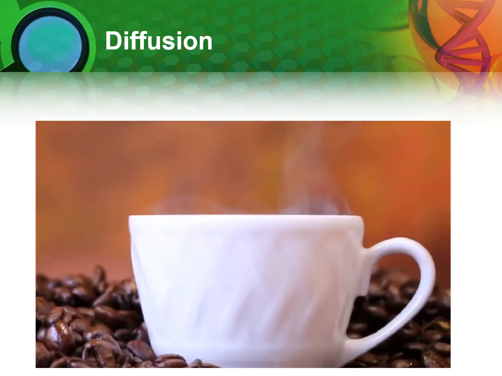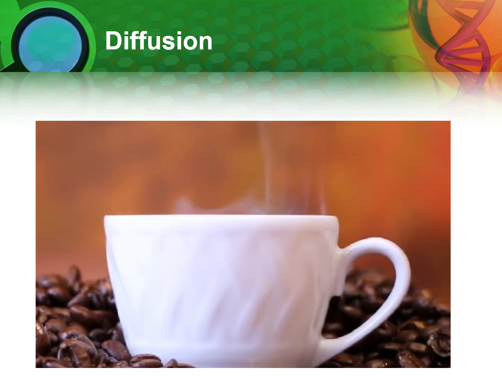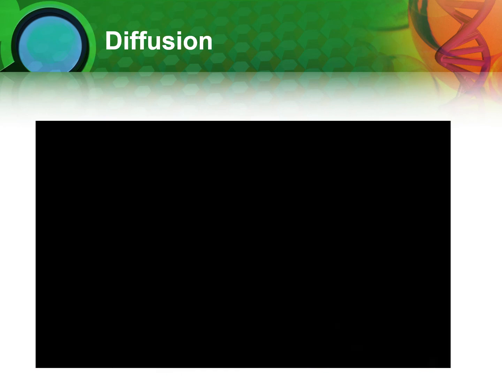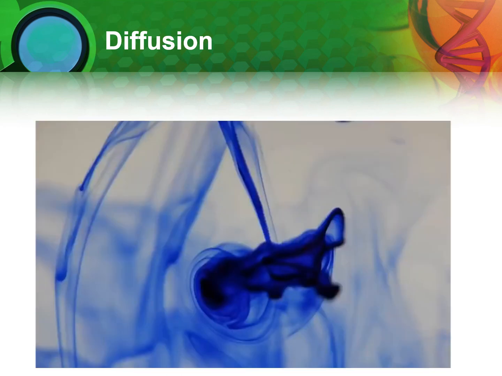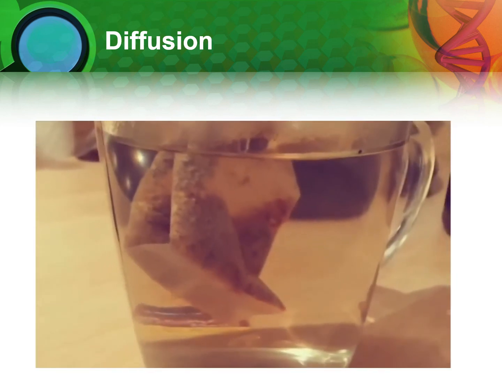Because of this diffusion, smell, gas, smoke, etc. spread through air easily. Because of this process, if you add color in water, it will spread throughout equally. Because of diffusion, flavor of tea spreads throughout the whole water in a cup when you put a tea bag into the cup filled with hot water.